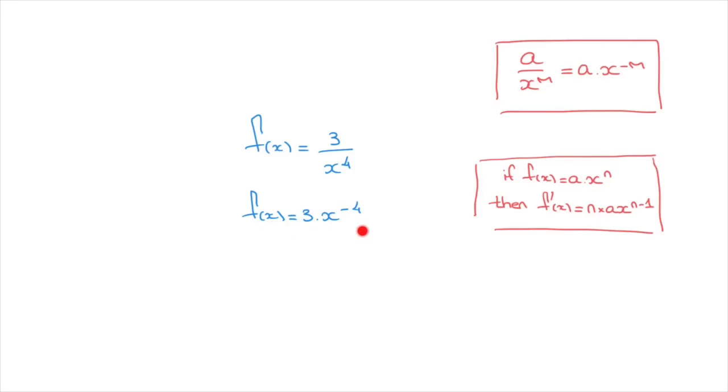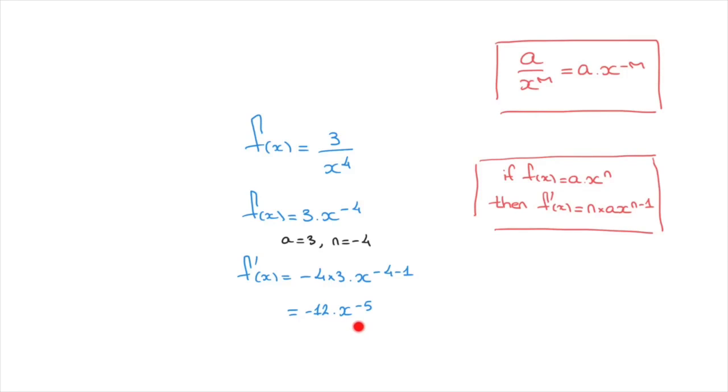Now, comparing the function f of x to the generic a times x to the power of n, we can see that a is equal to 3 and n is equal to negative 4. So the power rule for differentiation leads to the following. F dash of x equals negative 4 times 3 times x to the power of negative 4 minus 1. And that's equal to negative 4 times 3, which is negative 12, times x to the power of negative 4 minus 1, which is negative 5. So that's x to the power of negative 5.